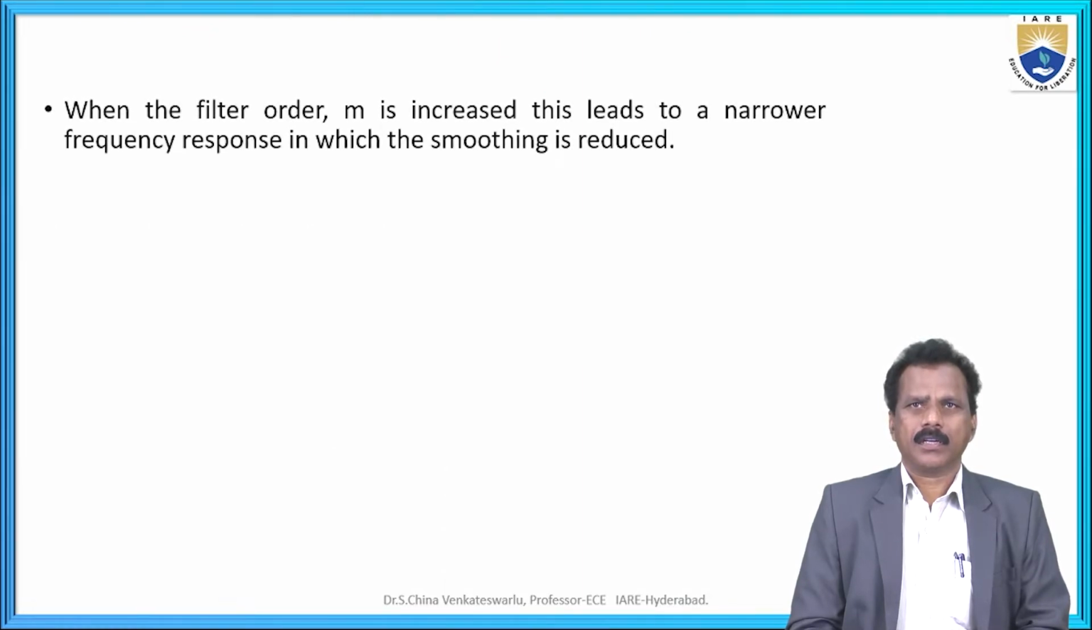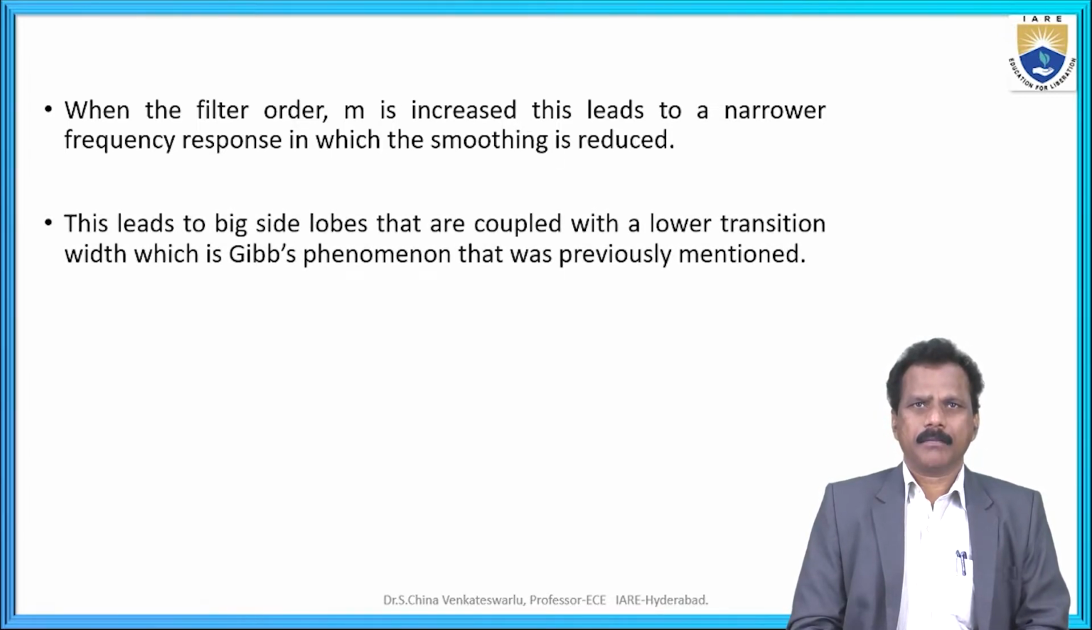When the filter order M is increased, this leads to a narrow frequency response in which the smoothing is reduced. This leads to big side lobes coupled with a lower transition width, which is the Gibbs phenomenon that was previously mentioned, as we have seen with the side lobes and main lobes. The side lobes increase, while the main lobe varies.